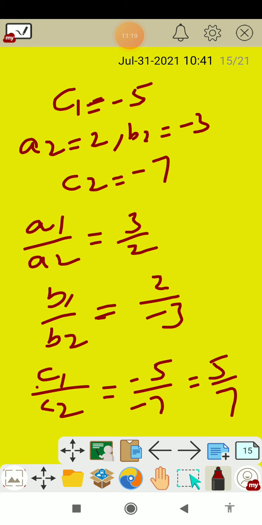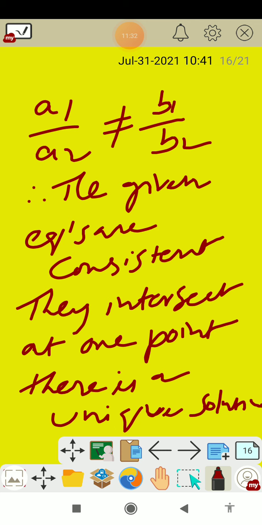And then simply you have to check a1 by a2 is equal to 3 by 2, b1 by b2 is equal to 2 by minus 3, c1 by c2 is equal to minus 5 by minus 7. Minus minus gets cancelled, so that will be 5 by 7. So these three are unequal. That means a1 by a2 is not equal to b1 by b2. The given equations are consistent.